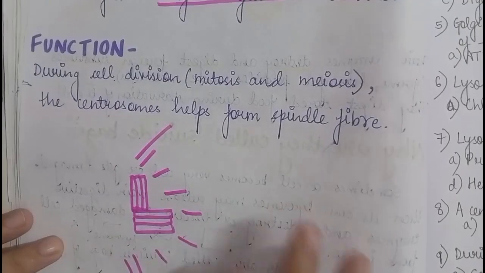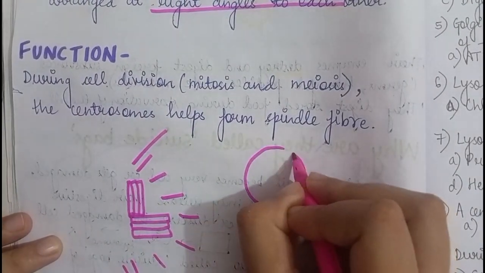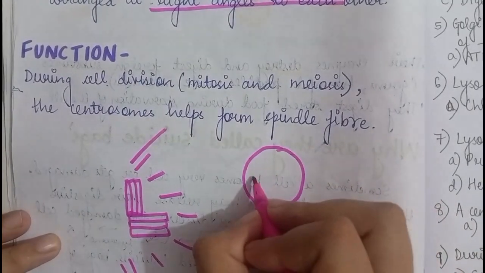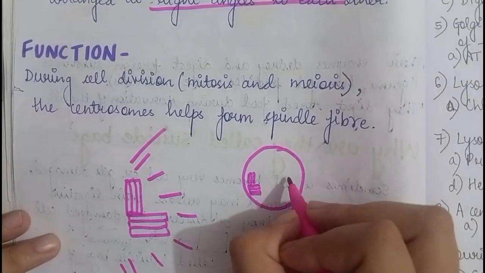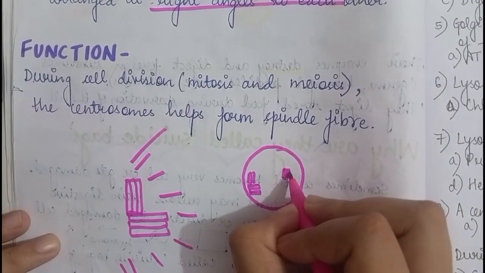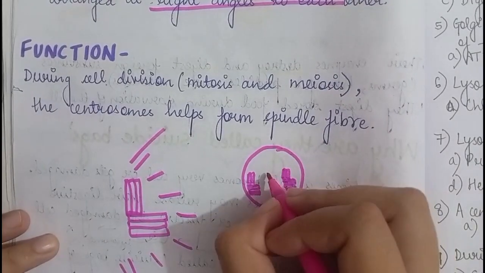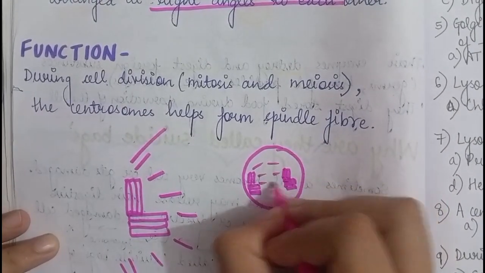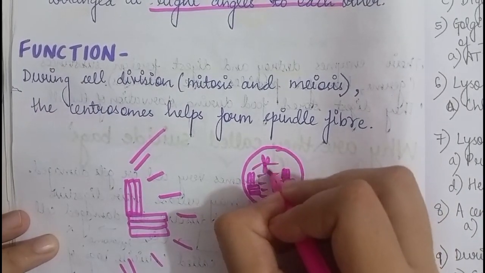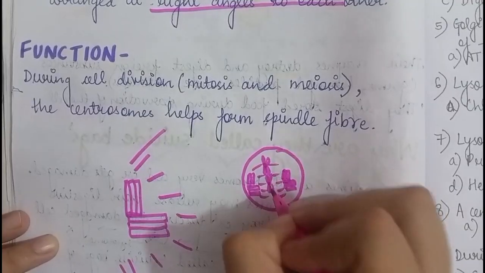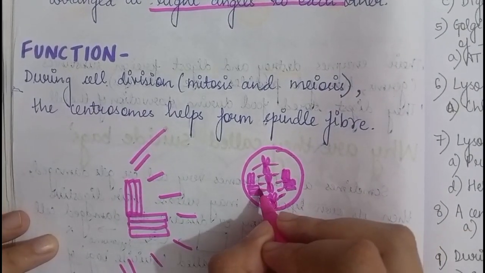Suppose this is our cell, and this is our centriole. One is present at this side of the cell, and the other is present here at this side of the cell. They will form spindle fibers, and here is our chromosome. We'll study about chromosomes when we study the nucleus. These spindle fibers are connected.